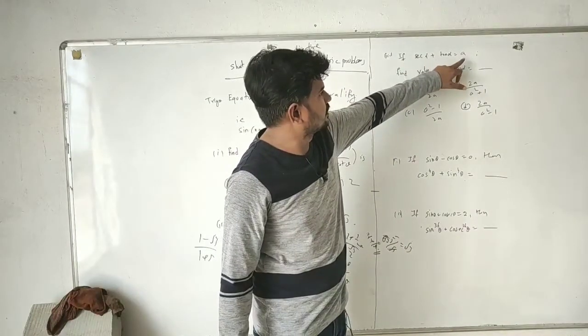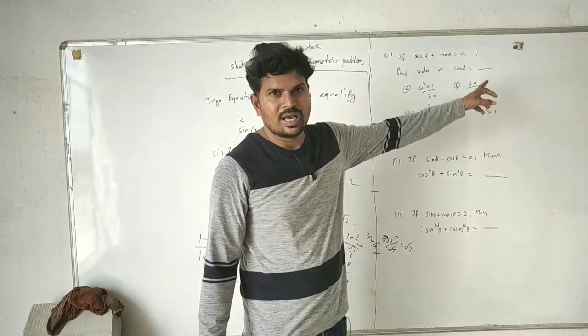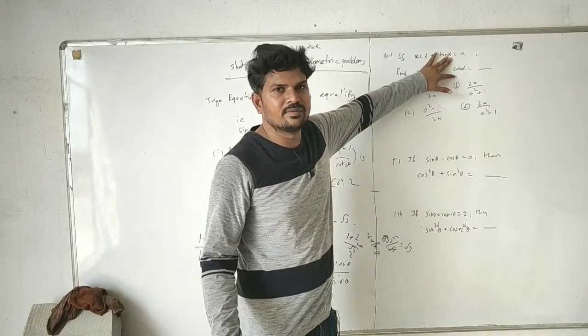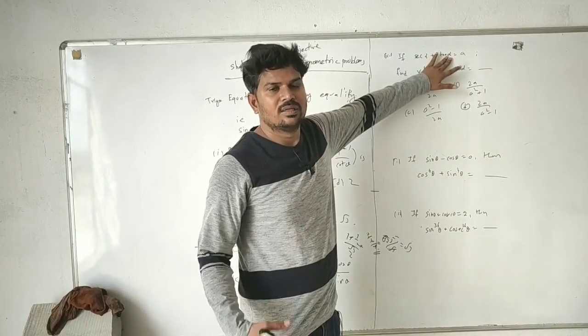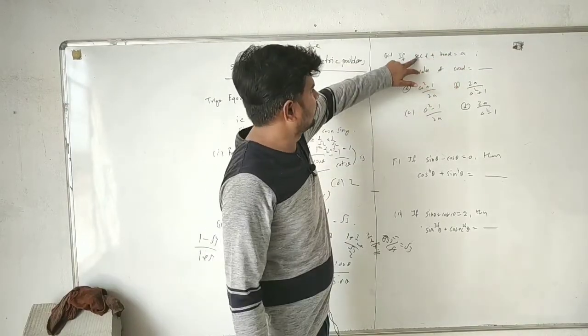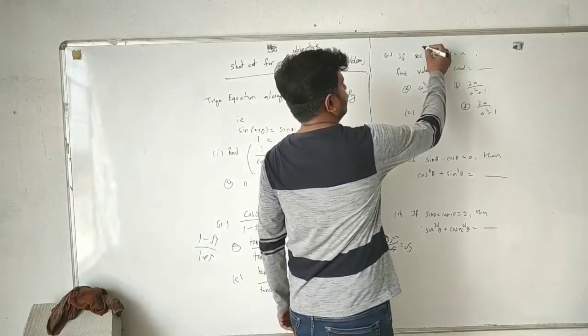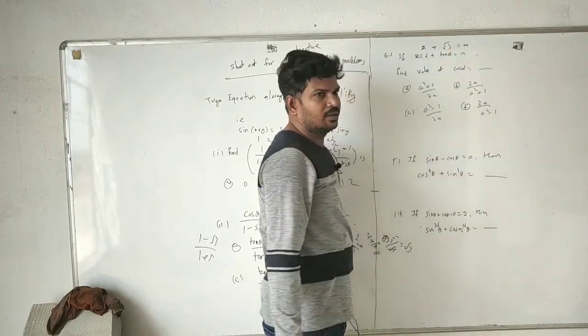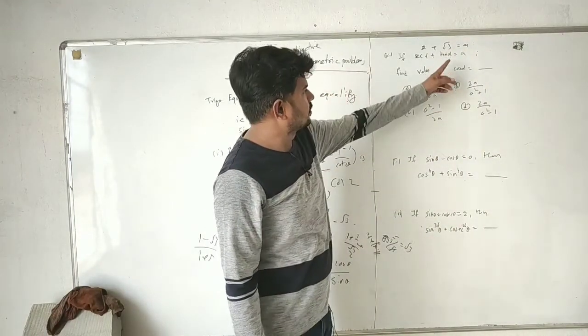Now just come here. Secant alpha plus tan alpha is equal to a. Find the value of cos alpha here. Again, as I don't want this trigonometric function, I will take alpha equal to some value. Say alpha is equal to 60 degrees. So here if I take 60 degrees, secant 60 is equal to 2, plus tan 60 is equal to root 3. So the a value is 2 plus root 3. Okay?